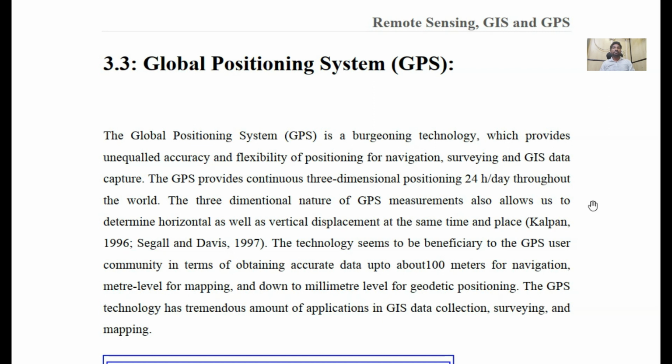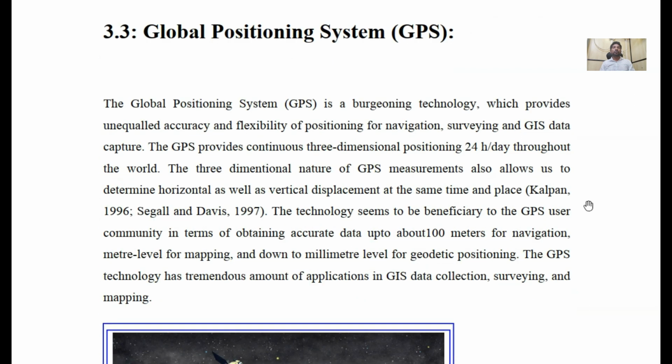time and place. The technology seems to be beneficiary to the GPS user community in terms of obtaining accurate data up to about 100 meters for navigation, meter level for mapping, and down to millimeters level for geodetic positioning. The GPS technology has tremendous amount of application in GIS data collection, surveying, and mapping.